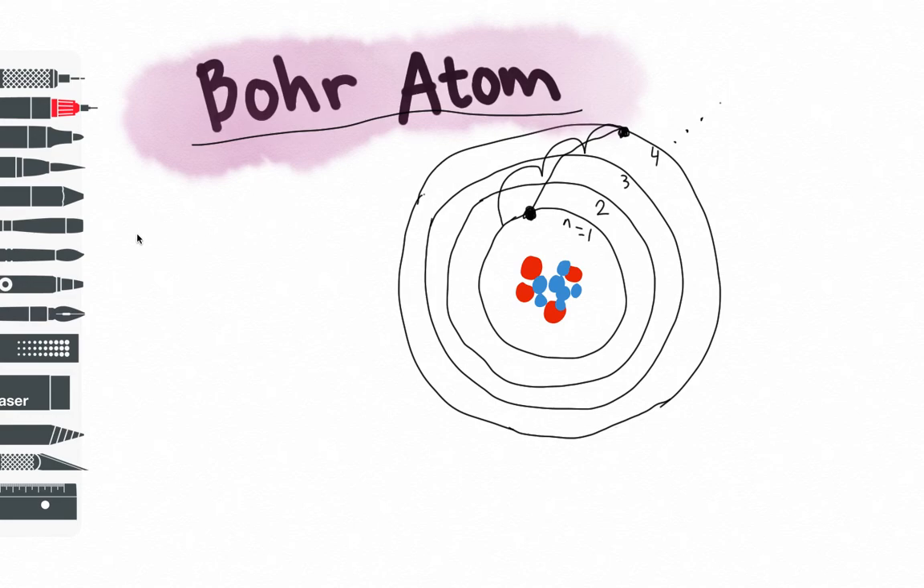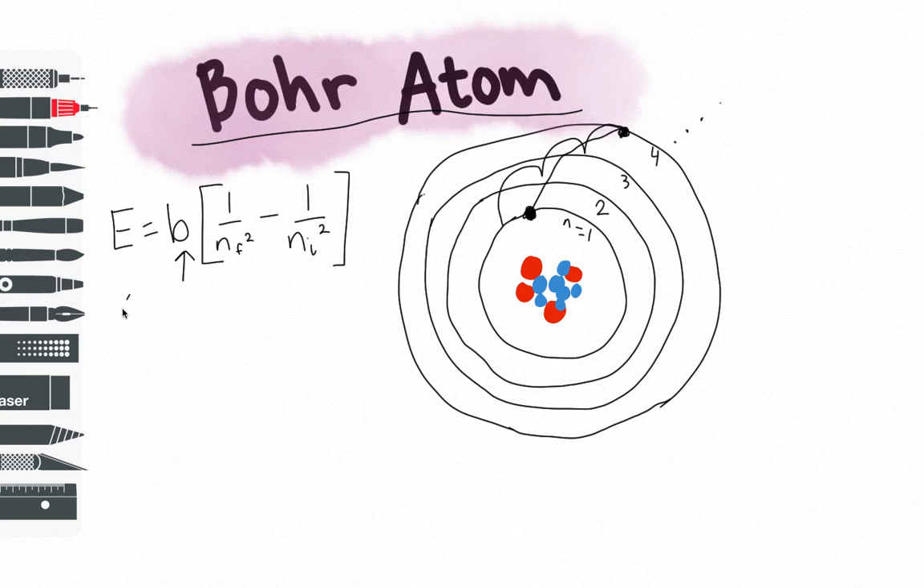And there are some equations that describe the energy that is emitted or absorbed, and the wavelength of the light that's emitted. A particular equation, E, which gives you the amount of energy that was absorbed or emitted, is equal to B, which is a constant, times 1 over the final n squared minus 1 over the initial n squared. This constant right here is a negative constant. It has a value of negative 2.18 times 10 to the negative 18.